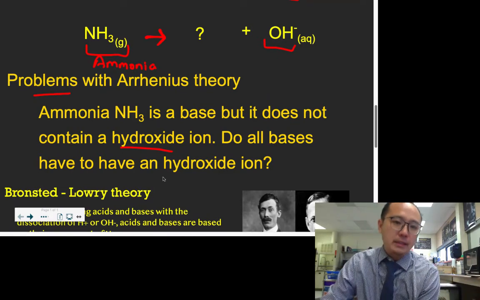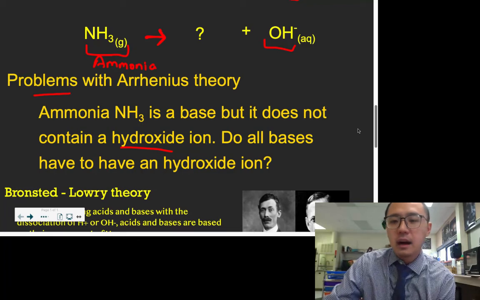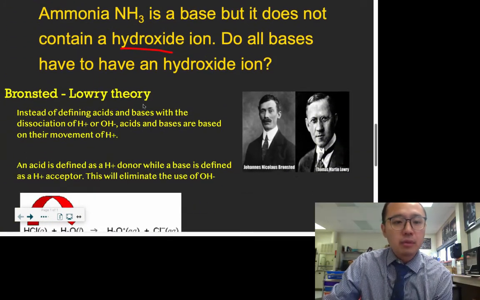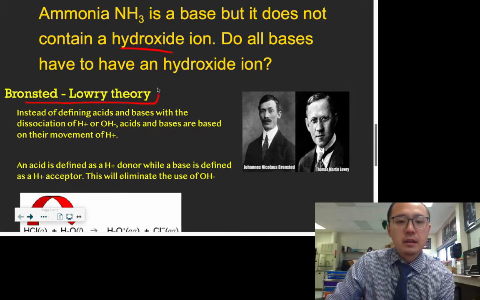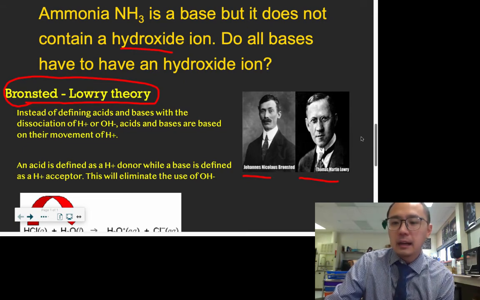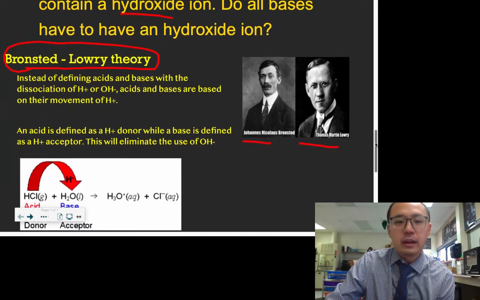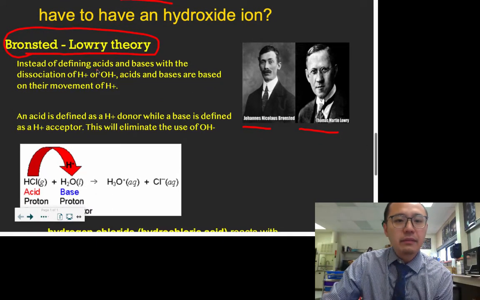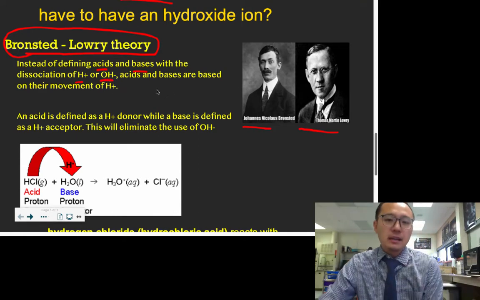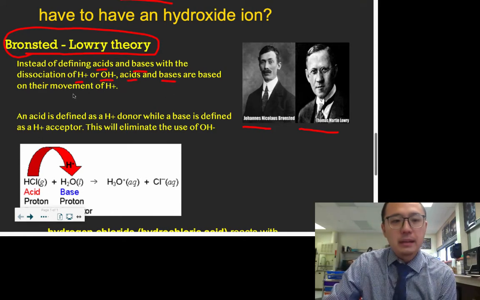So do all bases have to have a hydroxide ion? This is where his theory gets evolved into Bronsted and Lowry's theory. Bronsted and Lowry were both working on this independently, but they both describe an acid and base a little bit differently than Arrhenius. So instead of defining acids and bases with the dissociation of H plus or OH negative, now what they're saying is that acids and bases are actually based on the movement of this H plus.